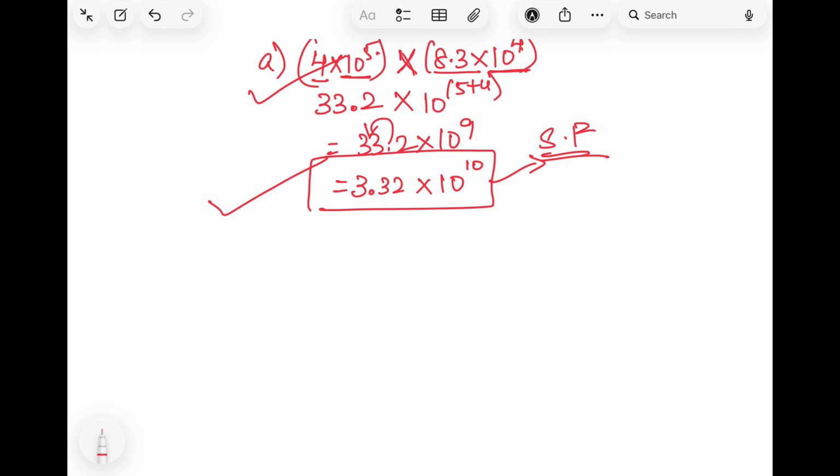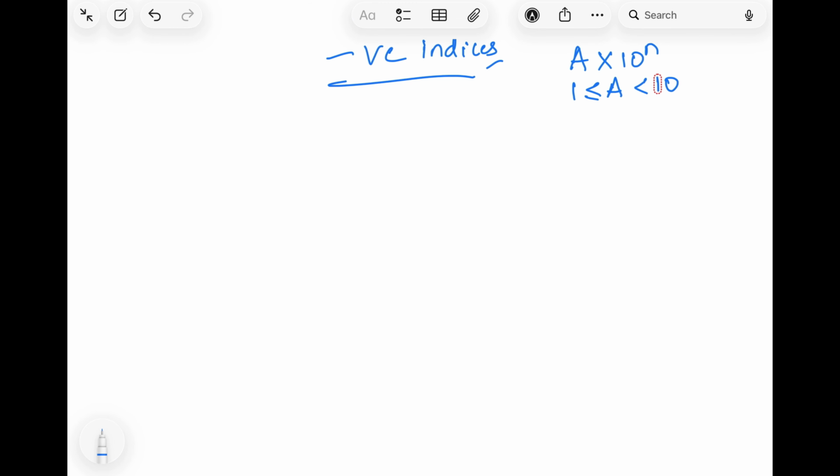So this we did for all positive indices. If you see the index here, or if you saw the previous page, the index was always positive because they were big numbers. Now, as I told you, there are also very, very small numbers. For that, what do we do? We will have negative indices; that time we will use negative power. Again, the rule remains the same. We write in the form a into 10 raised to n, where 1 is less than or equal to a, and a is less than 10, not equal to, sorry. It's less than 10.